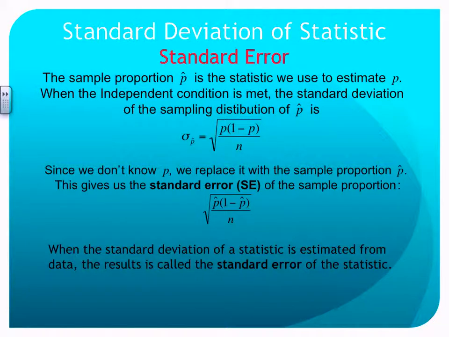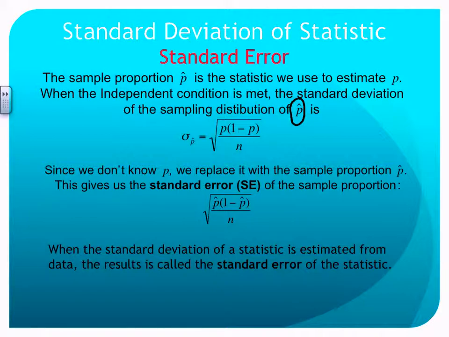Okay. So now we're going to talk about the idea of standard deviation. Now it is the standard deviation, but because we are not talking about the standard deviation of the population, we won't know the standard deviation of the population. We're using the standard deviation of a sampling distribution. Because we use the sampling distribution, we're going to be using p hat, not p.